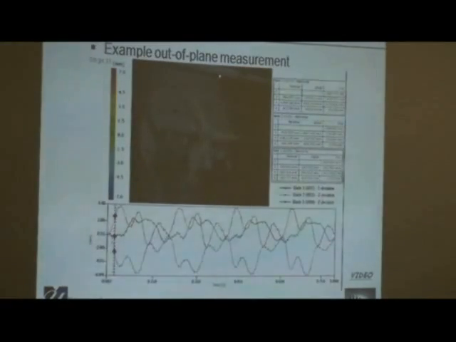So let's take a look at that. That's what's shown here. Here's that rotating blade. This is the out-of-plane motion of those blades. Okay? And we're tracking the 3 outer points that are shown here. So the vibration pattern is relatively complex, okay?